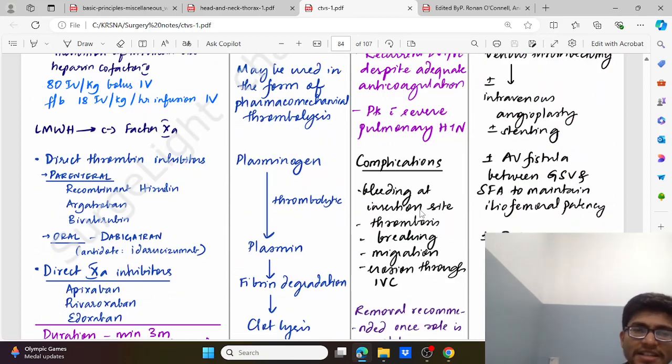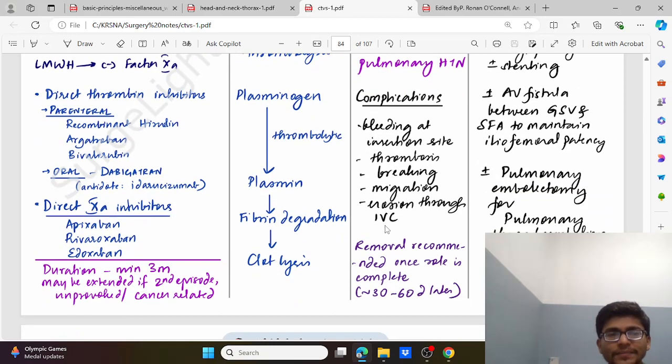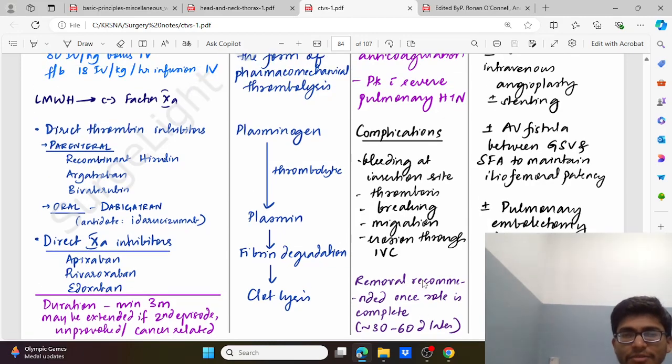Then complications: bleeding at the site of insertion, thrombosis, blockage, breaking, migration, erosion through IVC. So it is recommended to remove it once the role is complete, after 30 to 60 days.